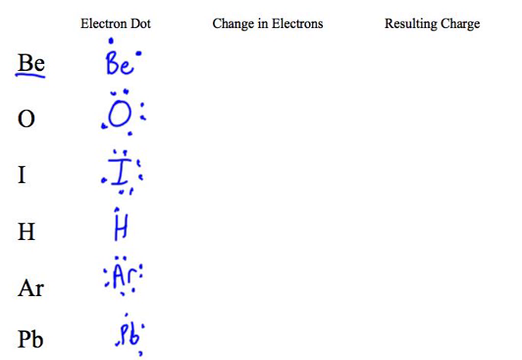And typically we try to figure out the easiest way to do this. So for example, Be has 2 electrons in its outer shell. How could it be stable? Well, it could either gain 6 electrons to get to 8, or it could just lose those 2. So of these 2 options, which one do you think is easier? It's probably a lot easier to lose 2. So Be is going to lose 2 electrons to become stable.